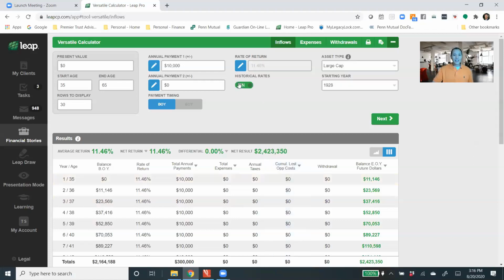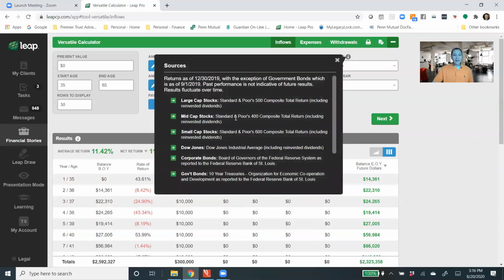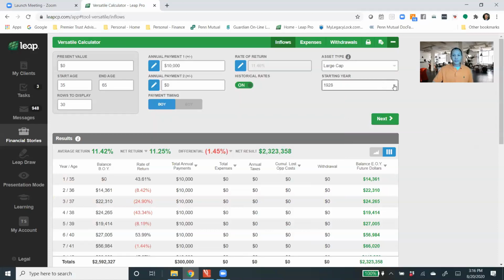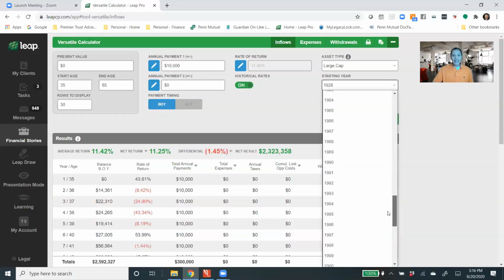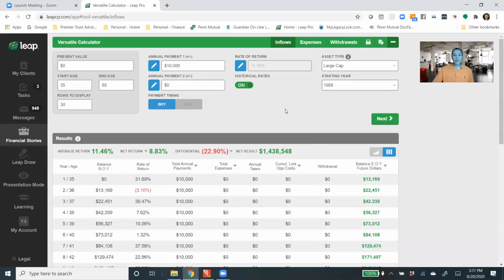So let's just take the last 30 years, and we'll use large cap, which represents the S&P 500 with dividends reinvested, so it accounts for that. And let's look at it from 1989 to 2019. So we get 30 years, and what you'll see is your 11.46% rate of return now drops to 8.83% rate of return, and your net account value drops to $1.4 million. So you lost nearly $1 million in your account.